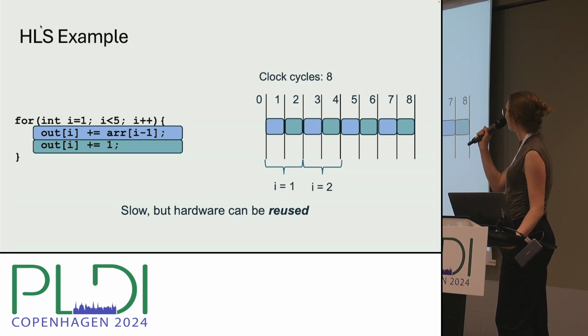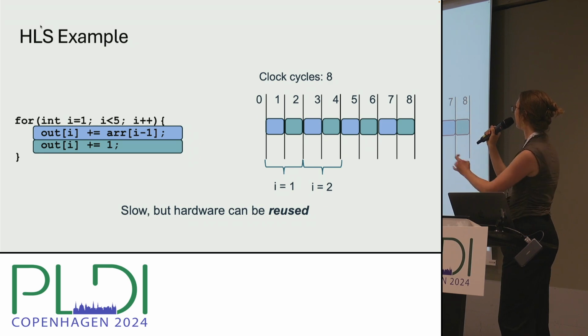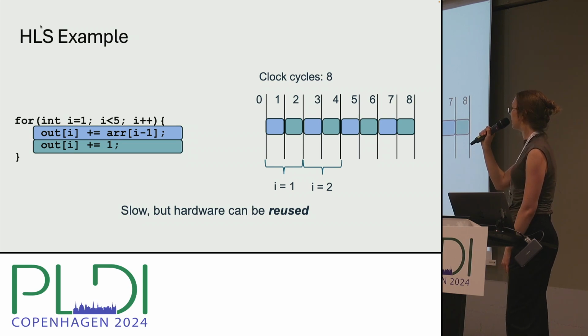Here we have a slower implementation, but on the other hand, hardware-wise, things are reused. So there's an internal circuit that is passed with different arguments each time instead of having parallel things happening, which means bigger circuits.